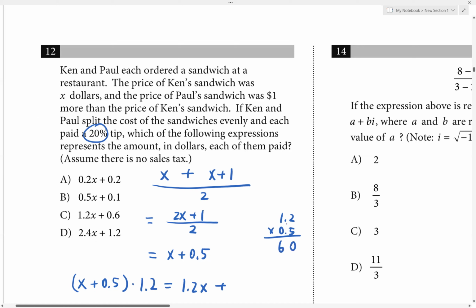But then we have 2 digits after the decimal point, so I had to put 2 digits after the decimal point like that. So it'll be 0.6. Okay, so that should be our final answer. We have 1.2x plus 0.6, and that's answer choice C for number 12.